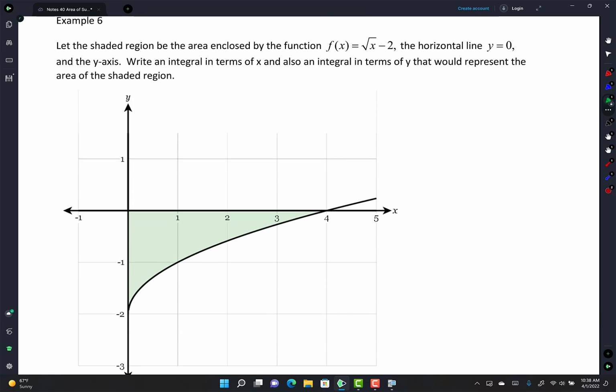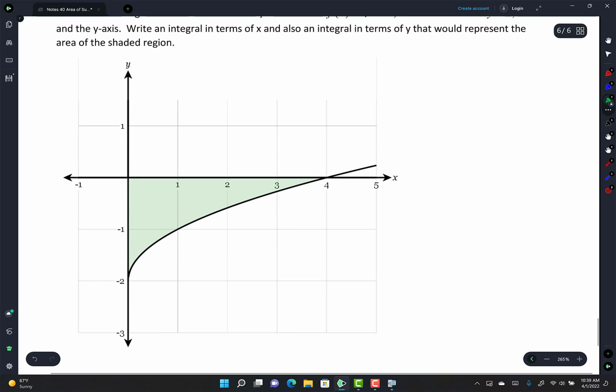So here it is. Here's the last one, and then we'll call it a day. Here's what we want. Give me an integral with respect to x. Give me an integral with respect to y. That's it. That's what they want. Let the shaded region be enclosed by this function, and the horizontal line y equals 0 on the y-axis. Write an integral in terms of x, and an integral in terms of y.